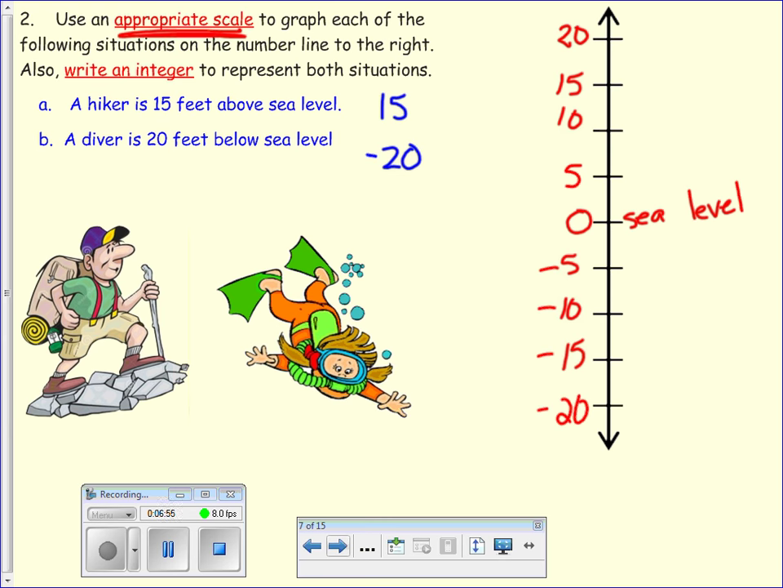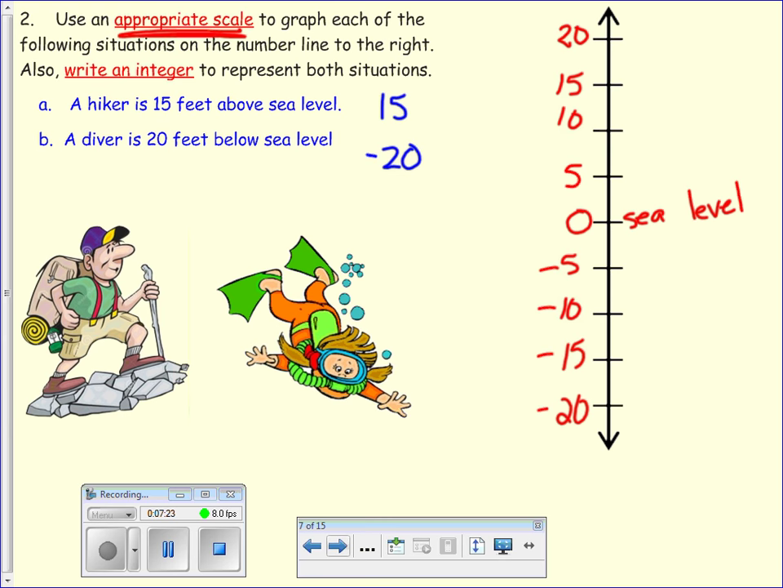We could have stopped at positive 15. You don't have to have it even on both sides. It does not have to be even on both sides. We could go by tens and then cram the hiker in the middle, but we've got room, so we want to make it as big as we can so it's as detailed. But we didn't want to go by ones because then that would have been too big.